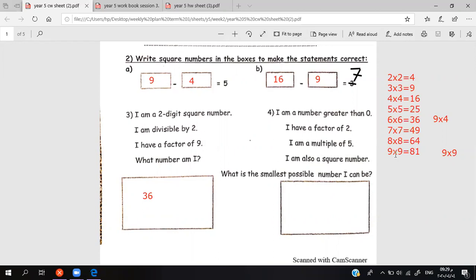Let's try number 4. I'm a number greater than 0. Okay. I have a factor of 2. At the end, he's saying I'm also a square number. So these are square numbers. I'm a multiple of 5. I'm an answer in timetable 5. So let's see which one is an answer in timetable 5. It must end with a 5 or a 0. Only this square number is a multiple of 5.